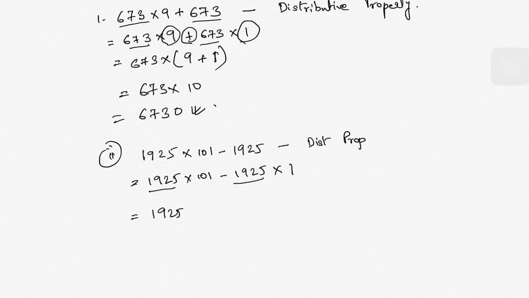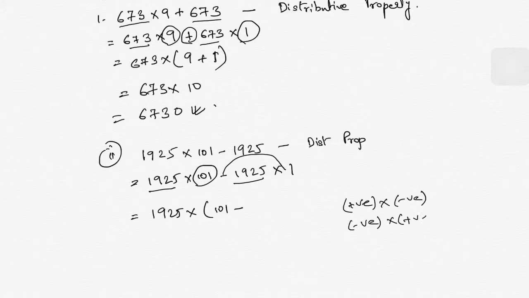What is left? 101. Now minus into plus is minus. Okay, because the product of a positive integer and a negative integer, or a negative integer into a positive integer, is a negative integer. So 101, and what is left is 1. So 1925 into 101 minus 1 is 100. The answer is 192500.